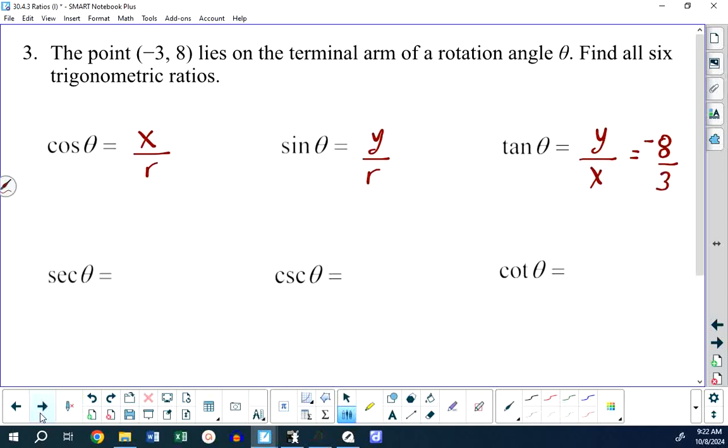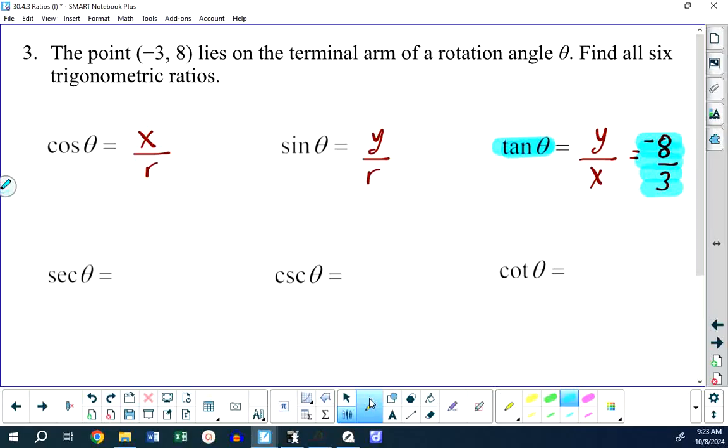I can write the tangent of theta, can't I? It's y over x. So now things get a little bit sticky. You understand that I wrote negative 8 over 3? I'm not telling you y is negative 8. In fact, if all I told you was this statement, you don't know whether y is negative and x is positive or the other way around, right?